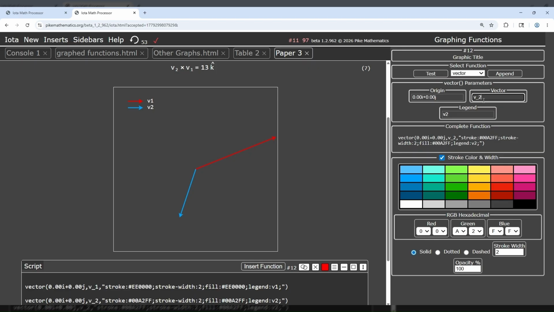And how about we put in their sum? That was v3. Okay, and we'll make it yellow. Let's see what it looks like. There we go.